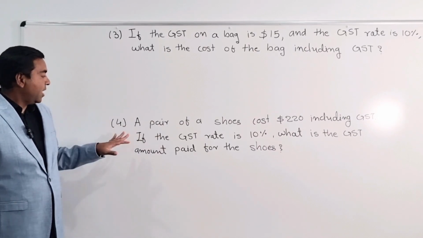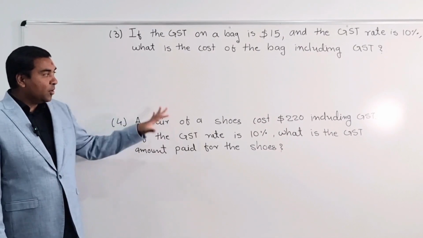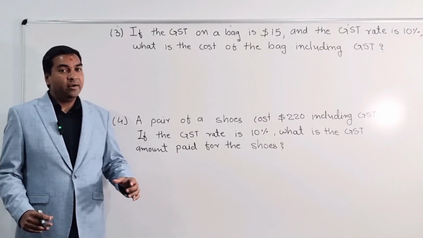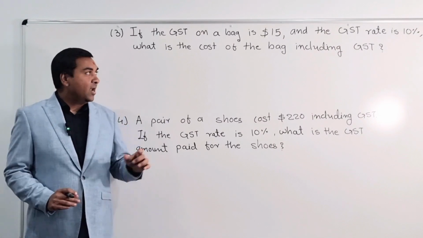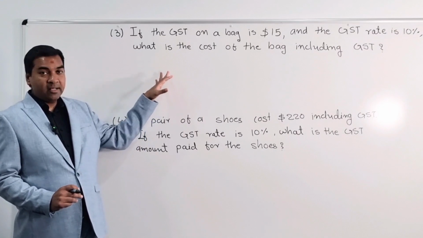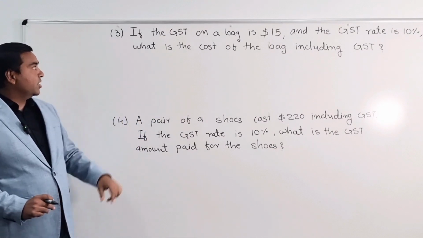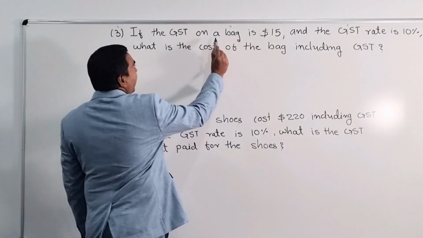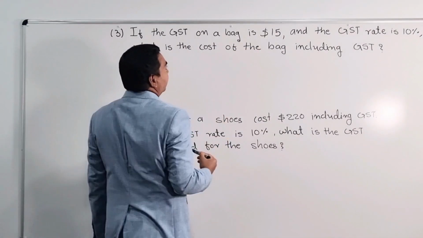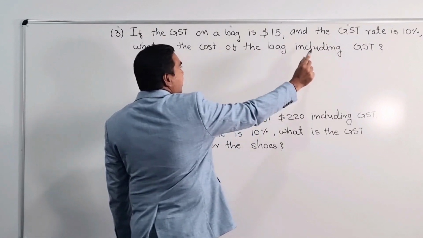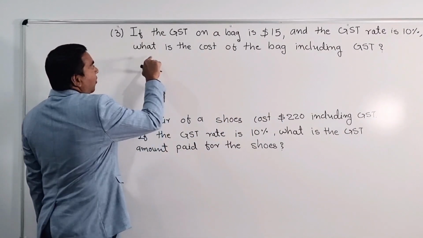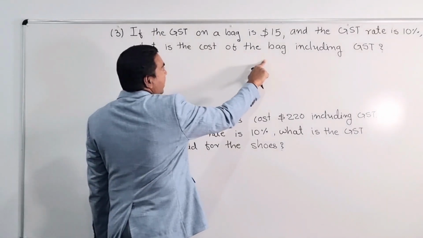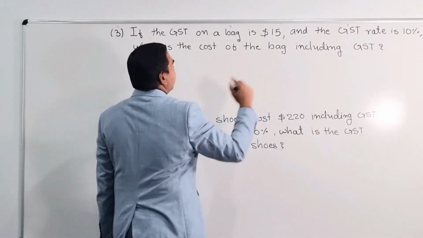Question 3 and question 4 are a bit more challenging. So here we need to slow down a bit and focus more on understanding. Let's start with question number 3. They're saying that if the GST on a bag is $15 and the GST rate is 10%, what is the cost of the bag including GST?